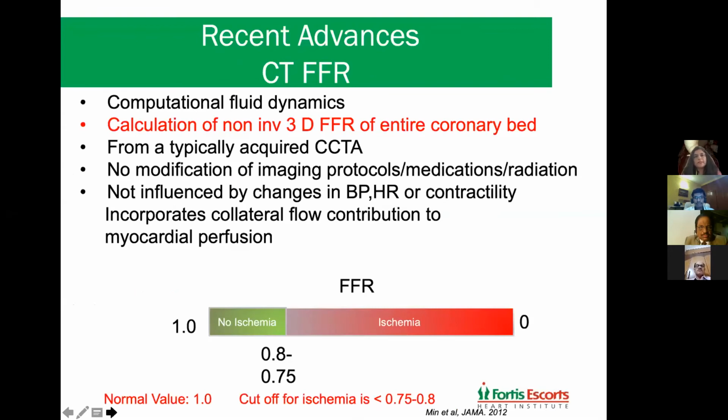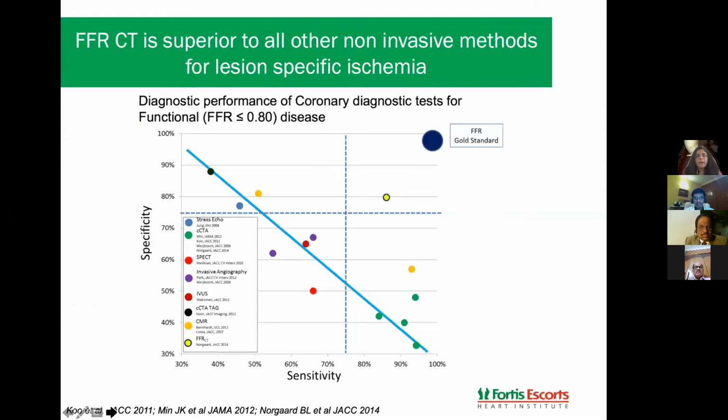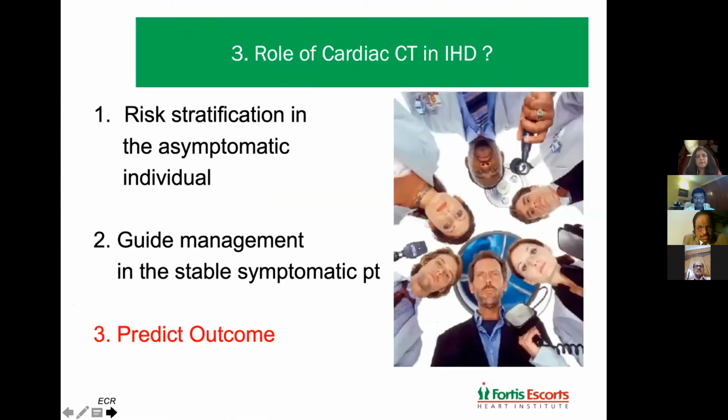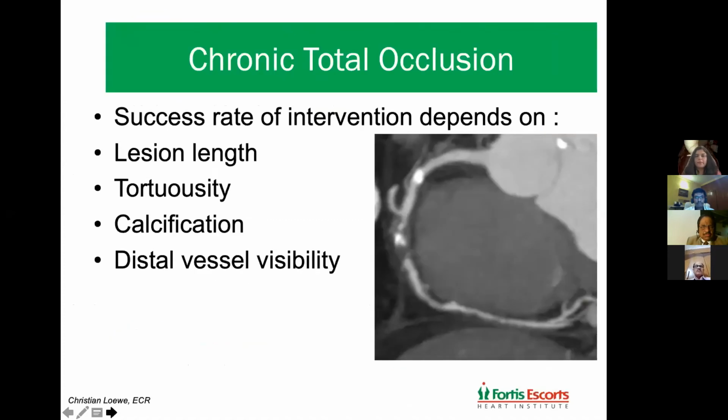Recent advances in CT allow the CT FFR to be calculated in a non-invasive fashion from the entire coronary bed based on the classic CT. And the CT FFR is superior to all other non-invasive modalities for lesion-specific ischemia. The third part is the role of cardiac CT to predict outcome. And that can be an immediate outcome where I think the CTOs are what CT really benefits from.